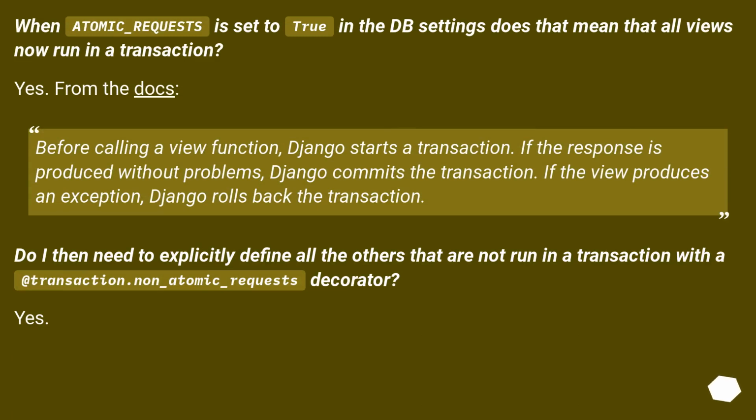When atomic_requests is set to true in the DB settings, does that mean that all views now run in a transaction? Yes. From the docs: Before calling a view function, Django starts a transaction. If the response is produced without problems, Django commits the transaction. If the view produces an exception, Django rolls back the transaction.